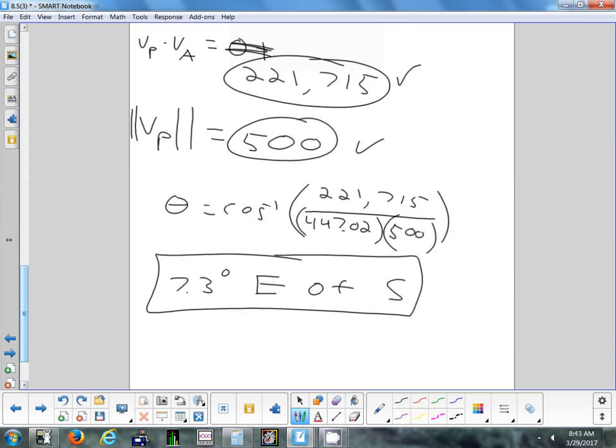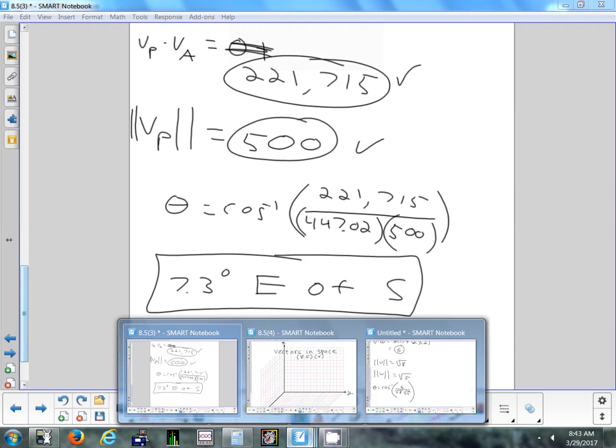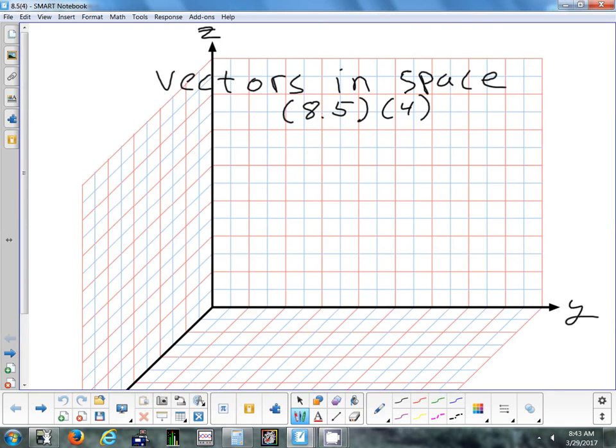All right, so last thing we'll look at, and probably finish tomorrow, is 3D vectors.